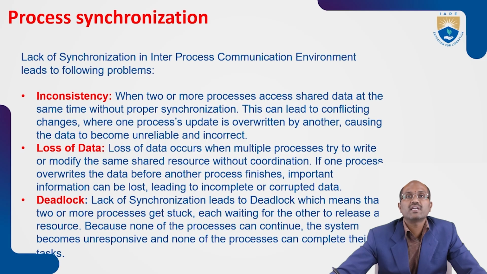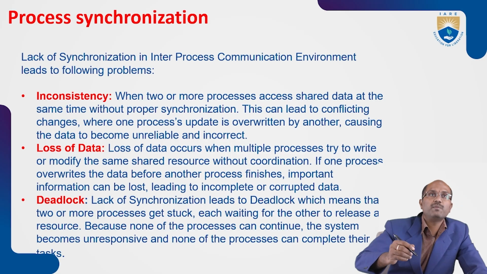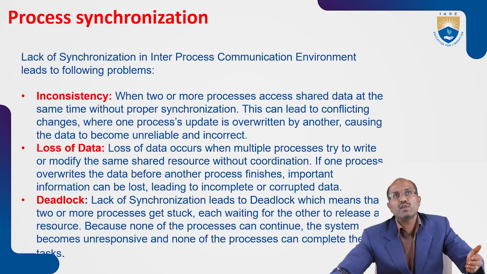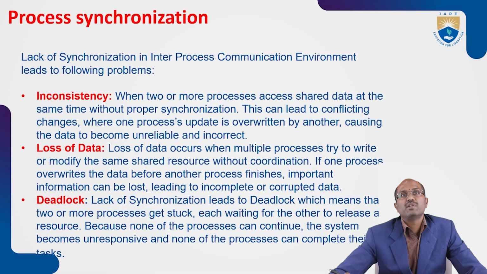The lack of synchronization leads to deadlock, which means that two or more processes get stuck, each waiting for the other to release a resource, because none of the processes can continue. The system becomes unresponsive and none of the processes can complete their task. This means that the processes are in deadlock. So in process synchronization, the processes may end up in any one of these conditions: either inconsistency, loss of data, or deadlock.